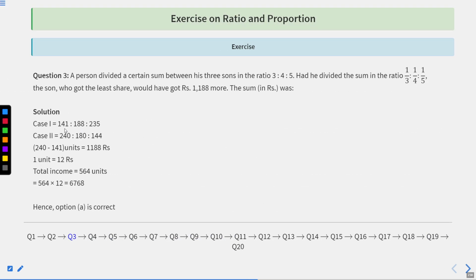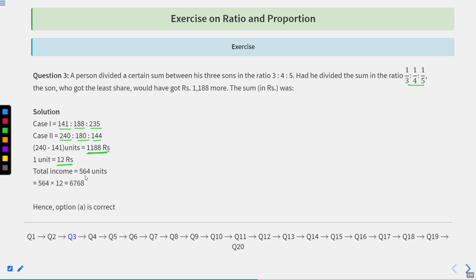So in case 1, the ratio is 141:188:235. And in case 2, if this money were divided according to this ratio, it would be 240:1:144. So 240 minus 141 units is equal to 118 rupees. So this is the money received by the third son. Okay. So 1 unit will be equal to 12 rupees.